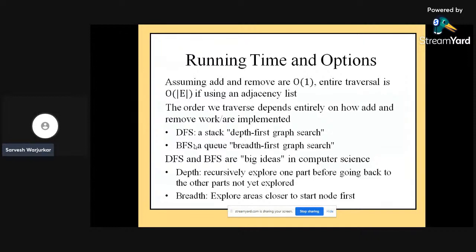DFS uses a stack, that is depth first search, and BFS uses a queue, that is breadth first search. These are the two major traversing techniques of a graph, where depth first is nothing but recursively exploring one part before going back to the other, where other parts are not yet explored. And breadth first is exploring the areas closer to the start node, those very adjacent, layer by layer, or sorry, level by level, called breadth first search.